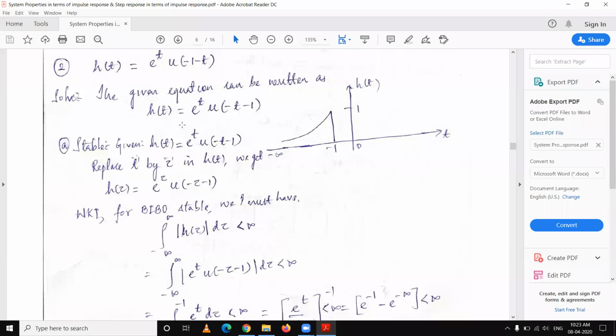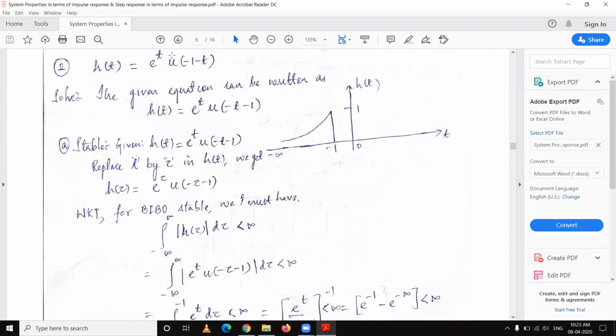So in this lecture, we'll see the second problem, that is system property in terms of impulse response with respect to continuous time signals. The second problem is h of t is equal to e raised to t u of minus 1 minus t. Now look at this problem, look at this u of minus 1 minus t.